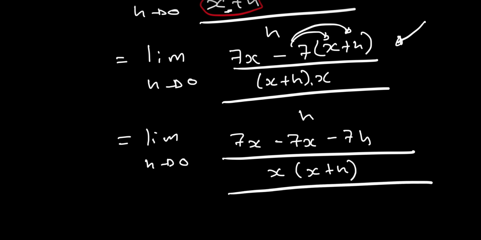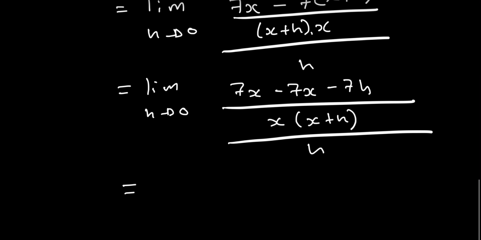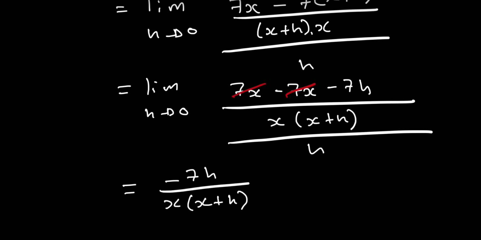But now remember now, at the denominator, we still have now dividing by h. So now, if we look at the top now, we're going to say now the 7 will cancel out with the 7. So the 7x minus the 7x is going to give us 0. So therefore, the fraction at the top will just simplify to be -7h all divided by x into x plus h. Remember, all this is divided by h.